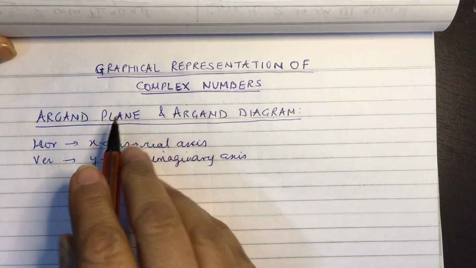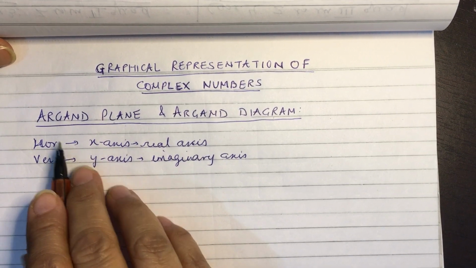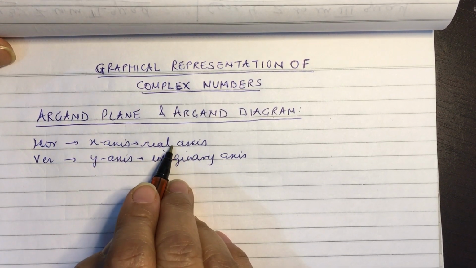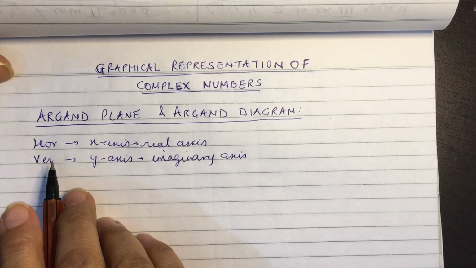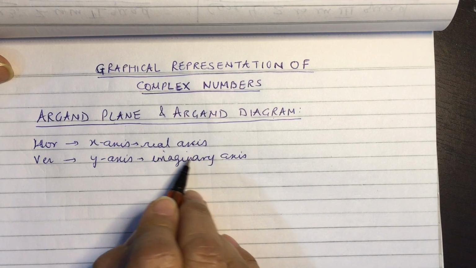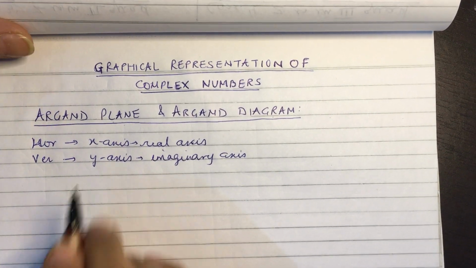So in case of an Argand plane, there are two mutually perpendicular directions. One is the horizontal direction called the real axis, which is actually the x axis, and the vertical direction, which is called the imaginary axis, which is actually the y axis.